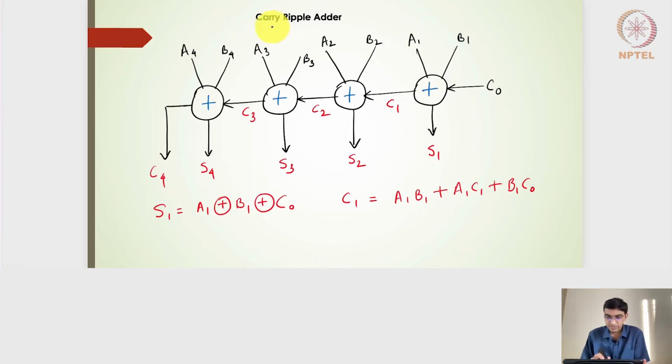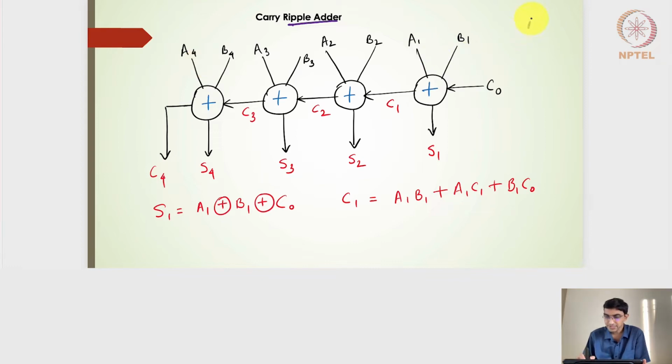Right. So this is what I've written as a ripple carry adder. The ripple here means that the carry out generated from the individual bit full adder circuit is propagated, or rippled, to the next bit addition. So here it's a very simple example of 4-bit addition.